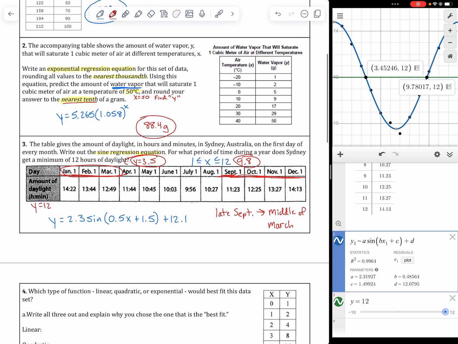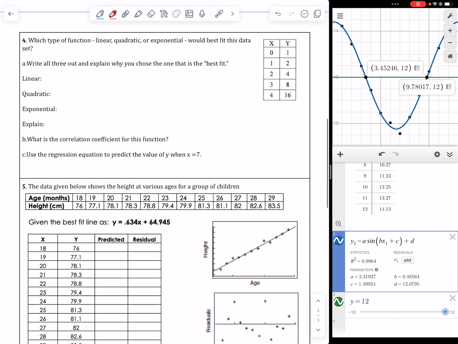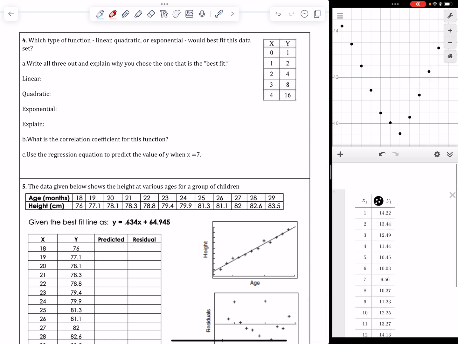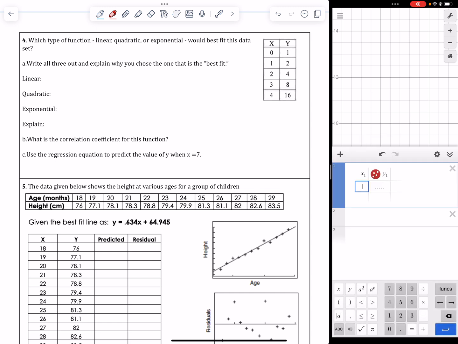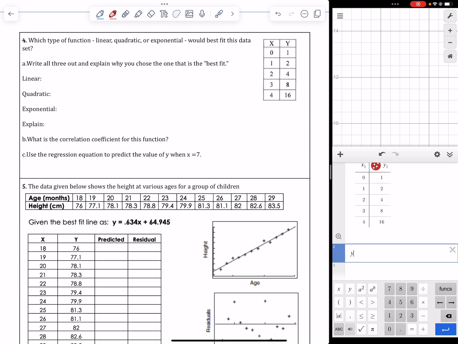Okay, so let's look at number 4. Which type of function, linear, quadratic, or exponential, would best fit this data? All right, so let's type in the data again, and we'll check it out. So I got 0, 1, 2, 3, 4, and then 1, 2, 4, 8, and 16. And so I want to check out all my options, so I'm going to type each one in.